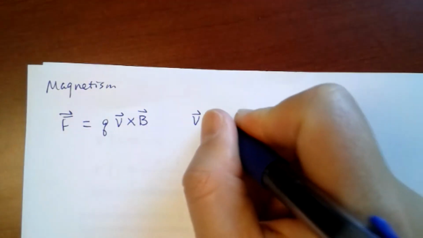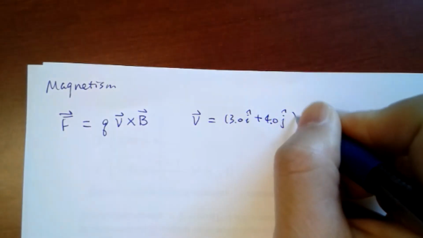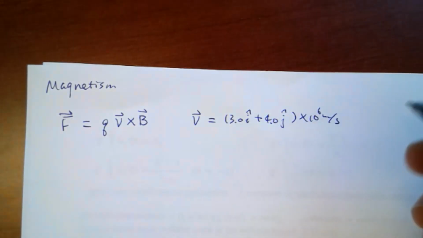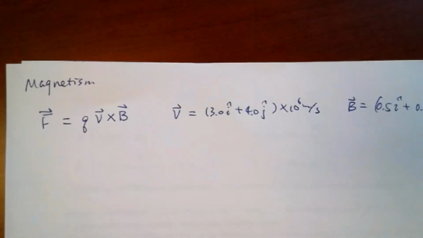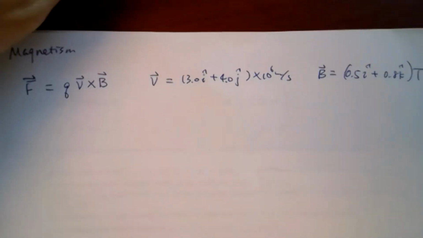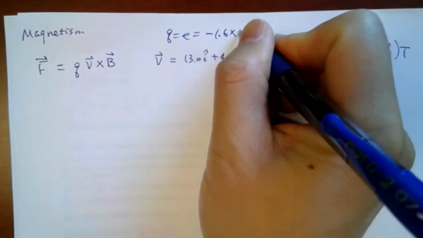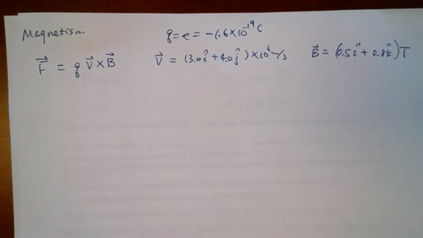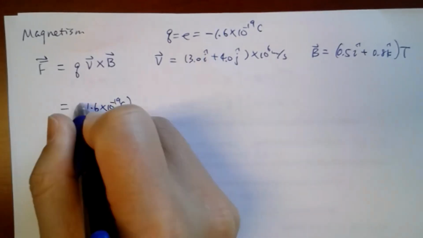So we have V, that is 3.0 I plus 4.0 J times 10 to the 6 meters per second. We have the B field, which is 0.5 I and then 0.8 K in units of Tesla. Okay, so for the electron, e is a constant charge. So Q is equal to e, that is minus 1.6 times 10 to the minus 19 coulombs.